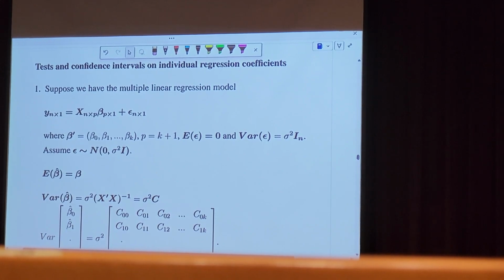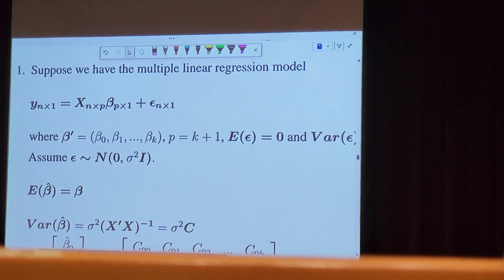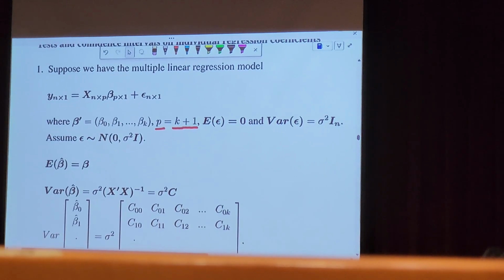Well, so let's start with the multiple linear regression model here. And as usual, we have k plus 1 regression coefficients, beta naught, beta 1 up to beta k. There are only k regressors. And we assume that the errors are normal, because if you want to do testing, you need to assume a certain distribution, and that's our assumption.